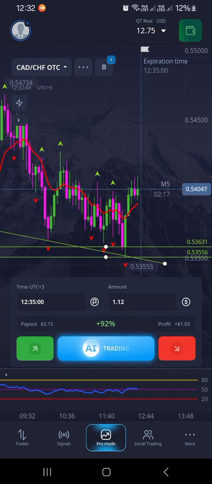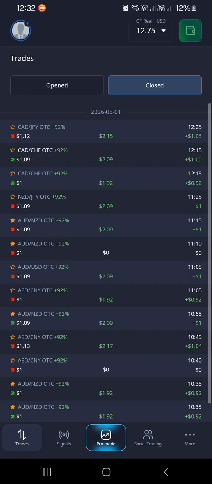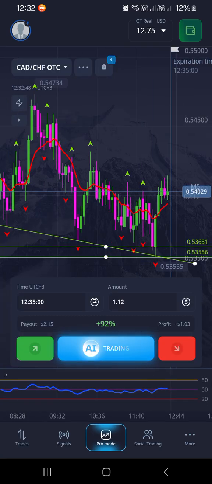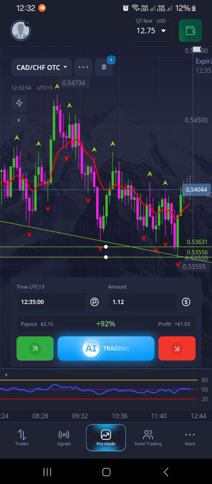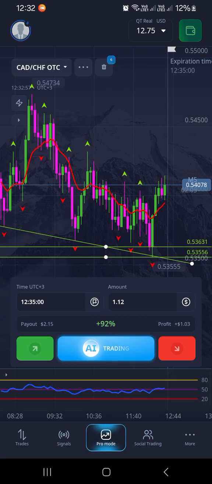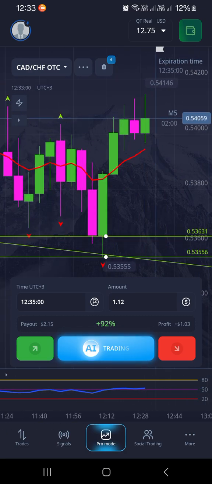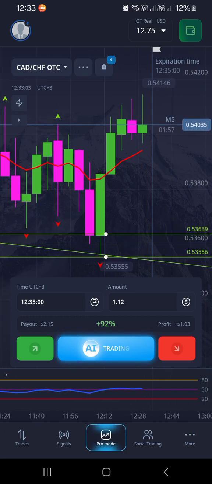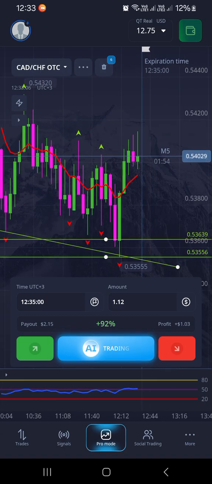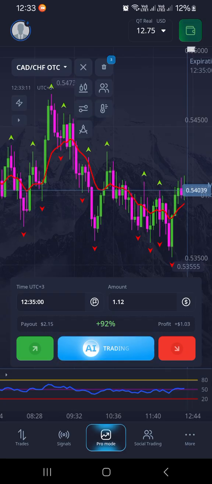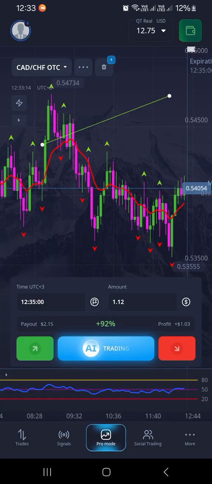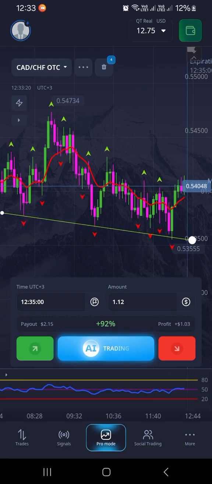Let me show you this, LiquidityEdgeFX. Okay, this was my trade again. Remember, this is a trend. Let me mark it for you. I took this trade here, guys. Here I bought. Let me analyze it for you, guys. Remember, this is a trend line. This was our trend line.